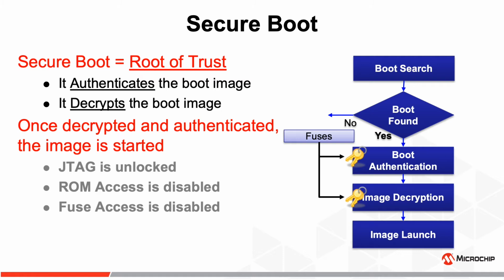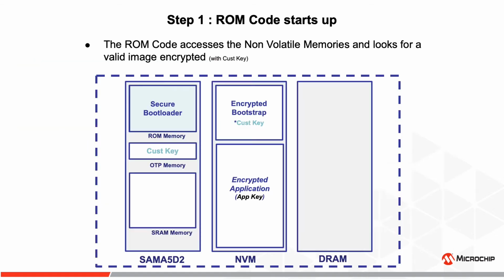Now let's walk through the process of booting up in secure mode. The system starts out with an encrypted image of the bootstrap and an encrypted image of the application in non-volatile memory as provisioned by the secure provisioning tool. The bootstrap image is encrypted with the customer key that is also derived of the secure ROM key and the customer supplied key. The application key is also derived from the customer key and is part of the bootstrap operation, as we'll see in a further slide.